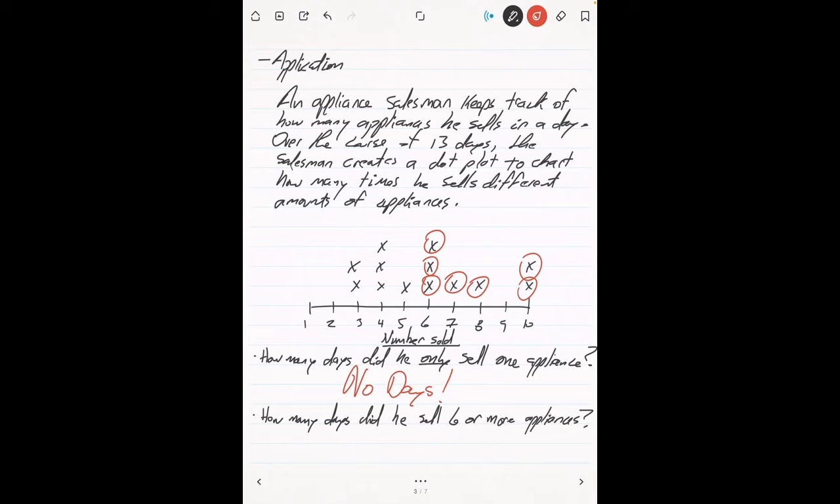So how many days did he sell 6 or more? Well, 1, 2, 3, 4, 5, 6, it looks like 7. 7 of the 13 days he sold 6 or more appliances. So let's go ahead and indicate that, 7 days. And again, we're including 6 here, so we're saying how many dots are right there, okay? Again, the dot plot doesn't really keep chronological track of anything. More so it says, okay, of all these days, how often were you able to sell a certain number? That's what we're saying here in the dot plot.